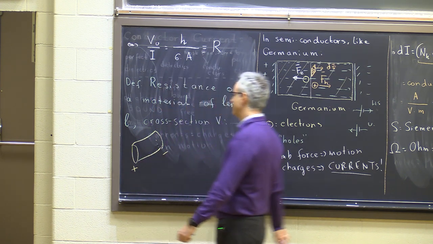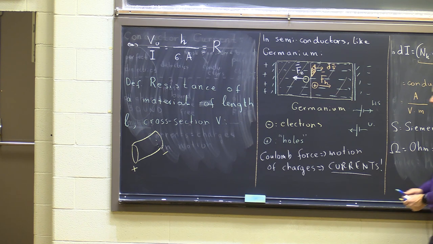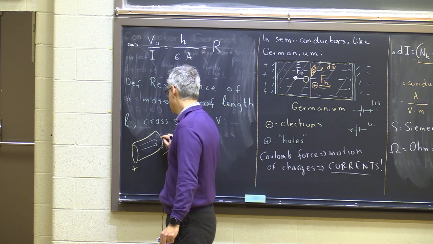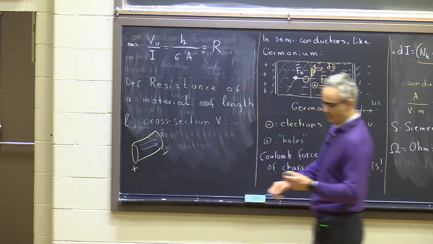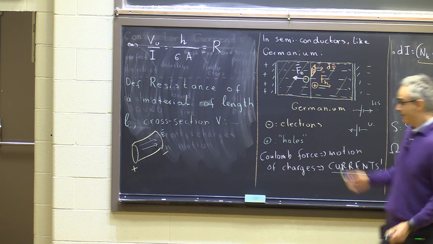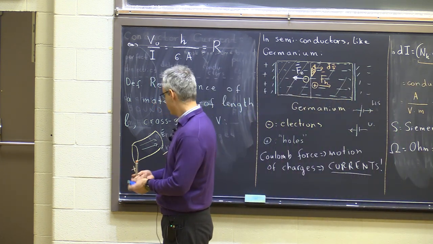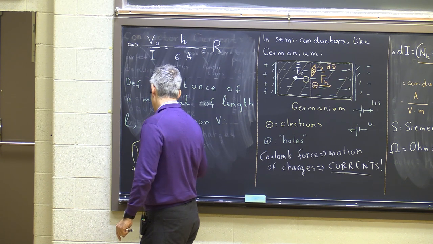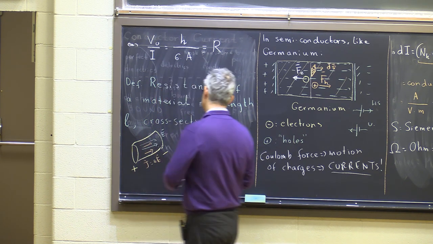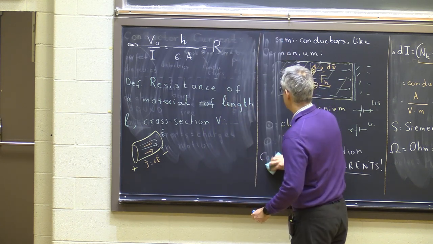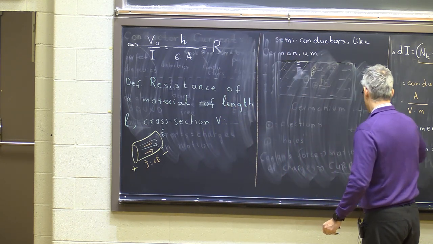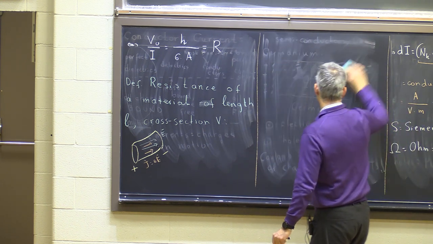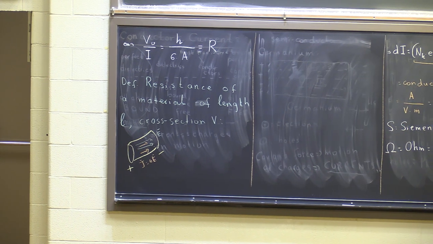So let's say this is the positive terminal, this is the negative terminal, and there is an electric field like this, from the positive to the negative terminal, and along with the electric field there is a current density, J, which is sigma E.